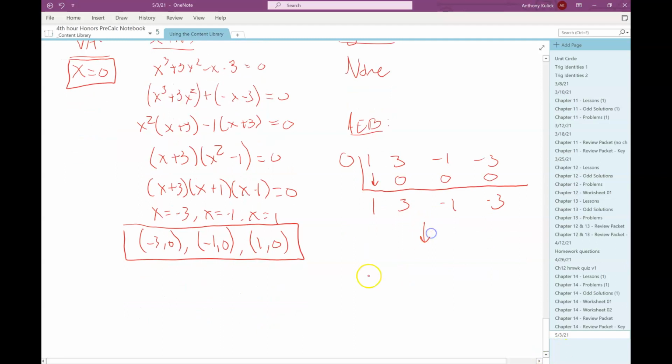So this says that f of x is equal to x squared plus 3x minus 1 plus negative 3 over x. Everybody's okay there?